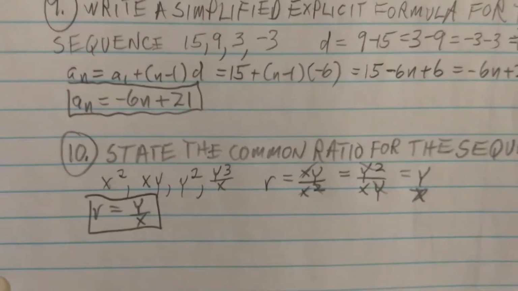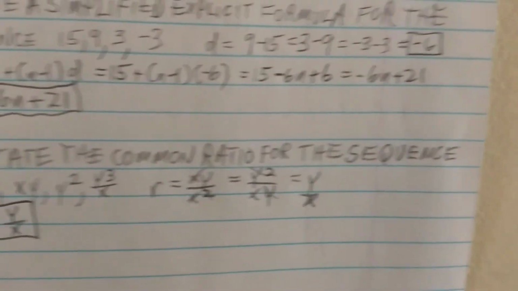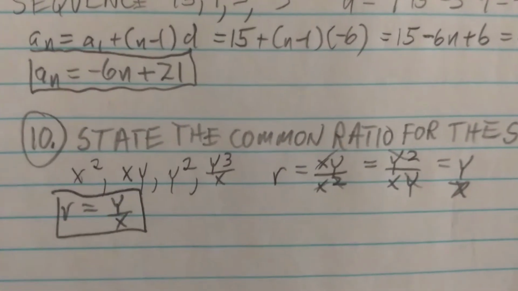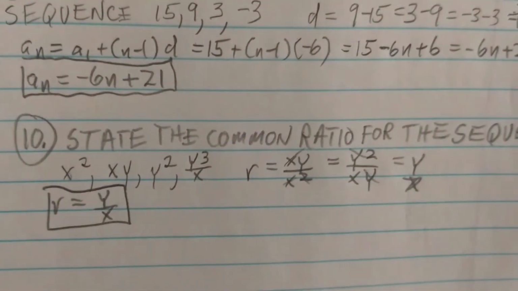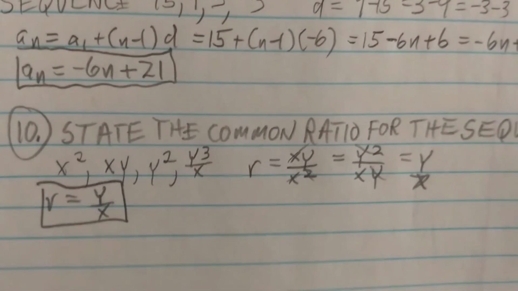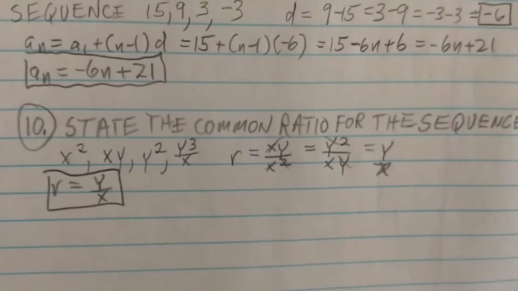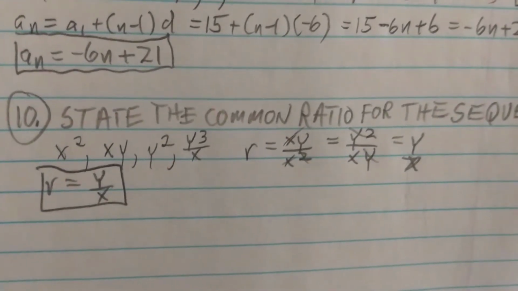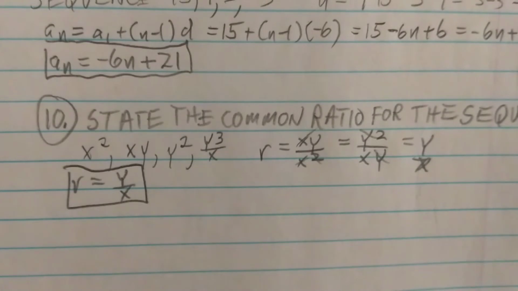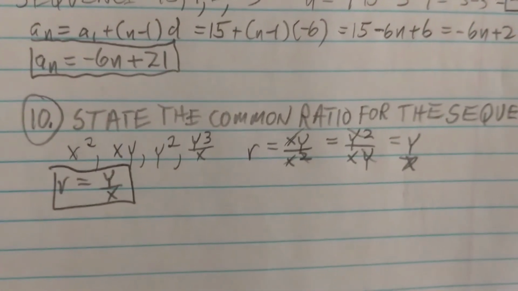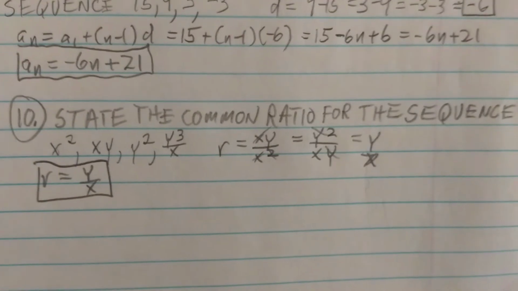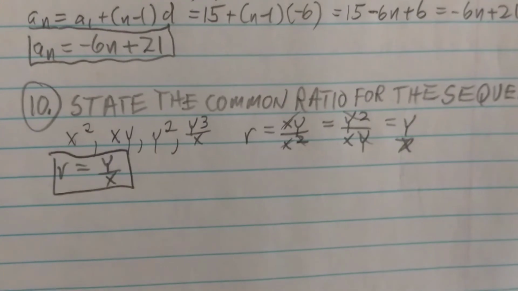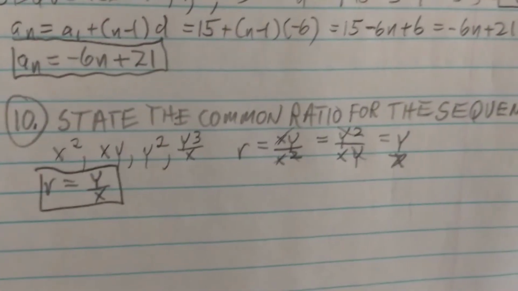And then for problem 10, state the common ratio for the sequence. Now this is a geometric sequence because there's no way we can add anything. Sometimes the best way to do the geometric sequence is take the second over the first, the third over the second, and that should show us the pattern. So xy over x squared, 1 x would cancel and we get y over x. Now the third over the second, y squared over xy, 1 y would cancel and we'd still have y over x. So we can see that our multiplying term, or our common ratio, is r equals y over x.